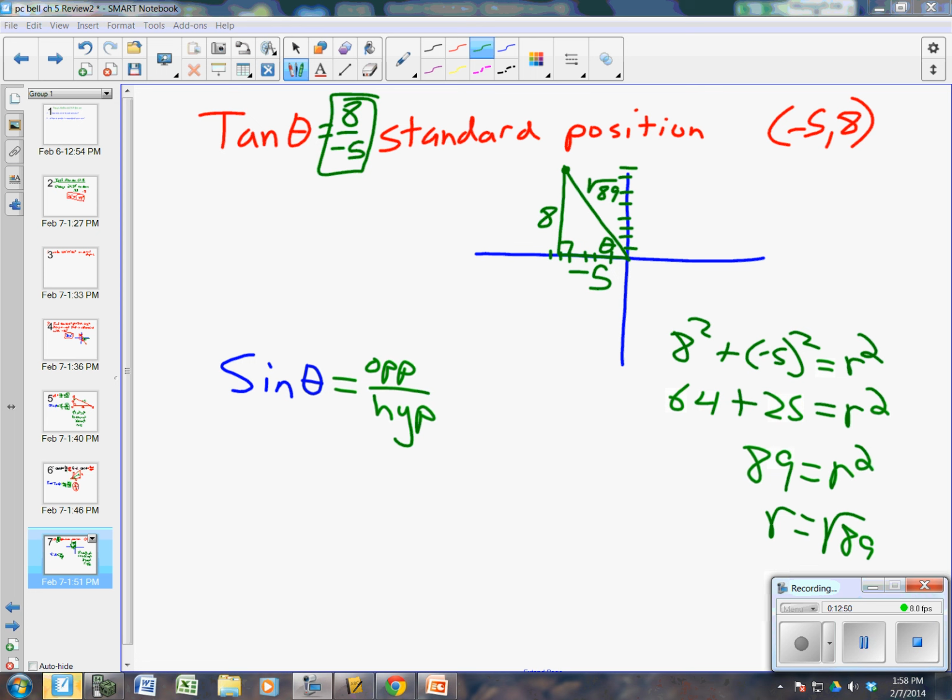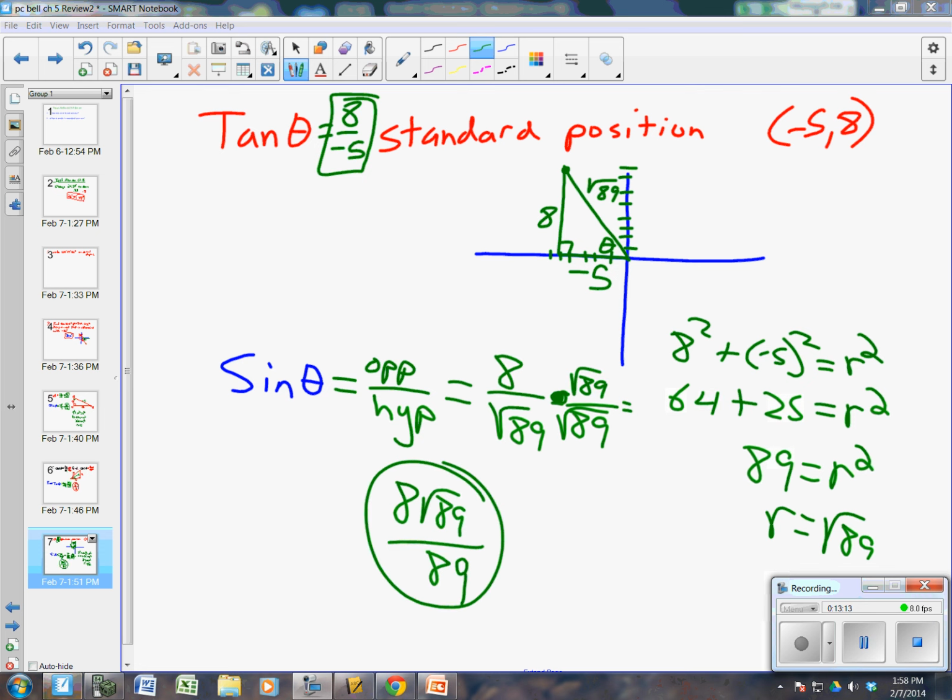Okay, so now I plug those in there. The opposite side to angle theta is 8. The hypotenuse is √89. But I have to rationalize that by multiplying the top and bottom by √89. And that's going to give me 8 times √89 is 8√89. And √89 times √89 is 89. And so that right there is your answer. Okay, any questions on that? Okay.